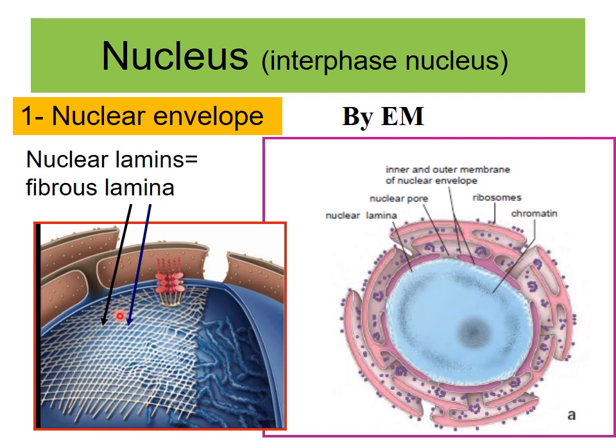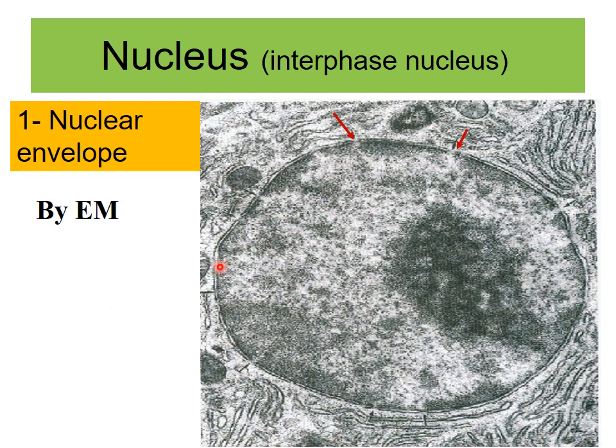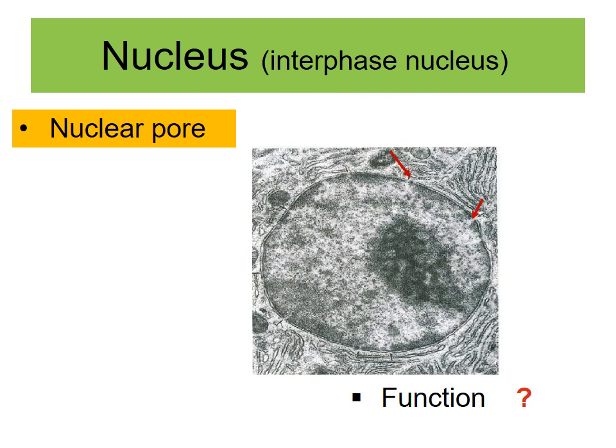And also we can see in this diagram that the inner nuclear membrane is supported by a group of intermediate filaments which form what is known as the fibrous lamina or nuclear lamins. These nuclear lamins support the inner nuclear membrane. The nuclear envelope is interrupted at certain sites by structures called nuclear pores. And at the site of the nuclear pores, we can see that the outer and inner nuclear membranes are continuous with each other.